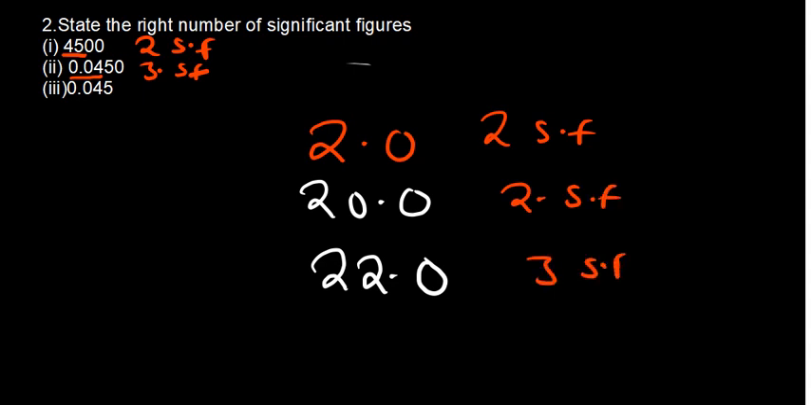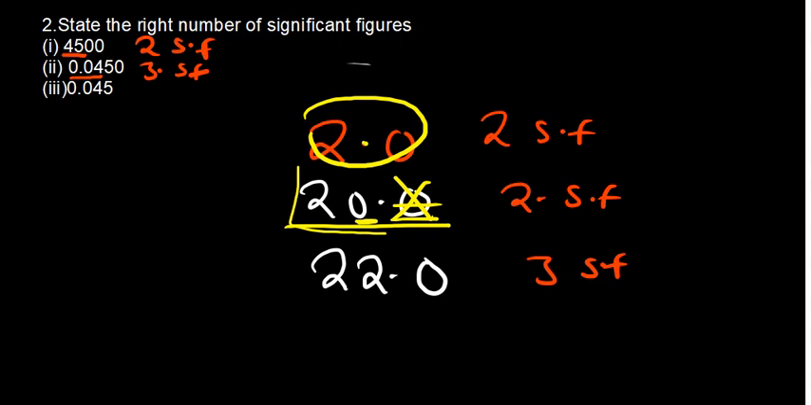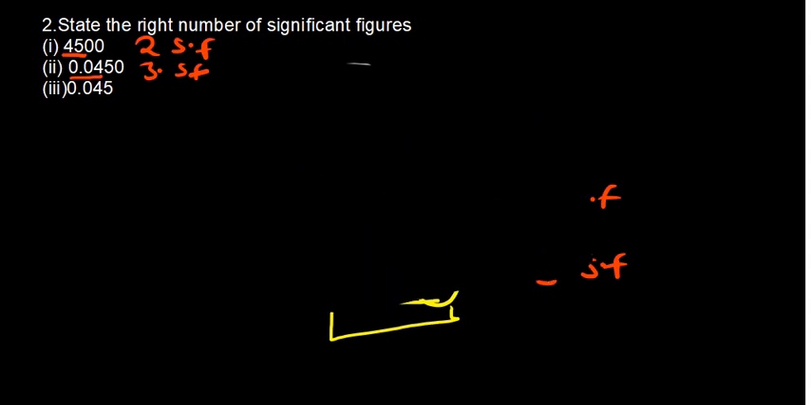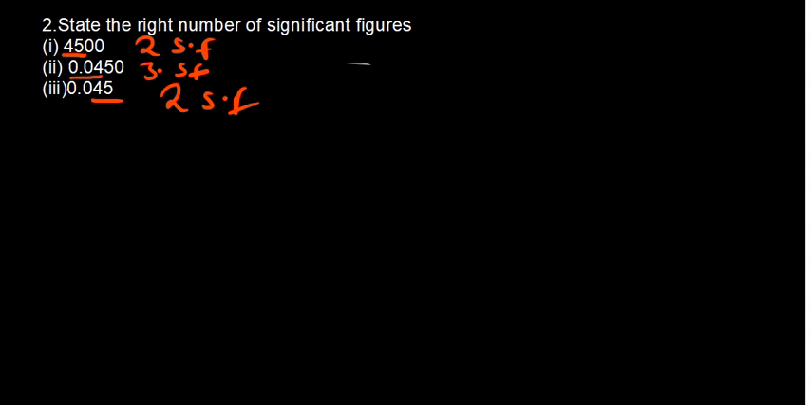So now the question is how? Zeros that come after a number, after a decimal point, they are significant. But when there's a 0 there that is not after a certain number, it's not significant. So this one is not significant, so we only have 2. Here, this 0 is coming after a certain number, and it's after a decimal point, so 3 significant figures. Very important to understand that. 0.045, so we have 2 significant figures there. Okay, so that is how you look at the significant figures.